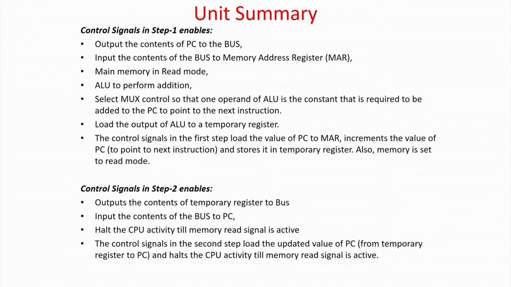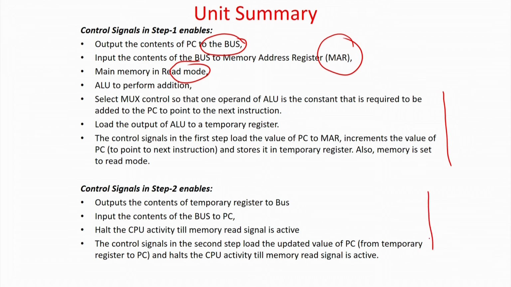So, what happens in step 1? The program counter value is loaded into the bus, and then into the memory address register, and memory is given in read mode. In these steps the ALU adds the program counter value, which is now in the bus, with a constant value which is the next memory location, and then it is waited to be loaded into the program counter in the next iteration.